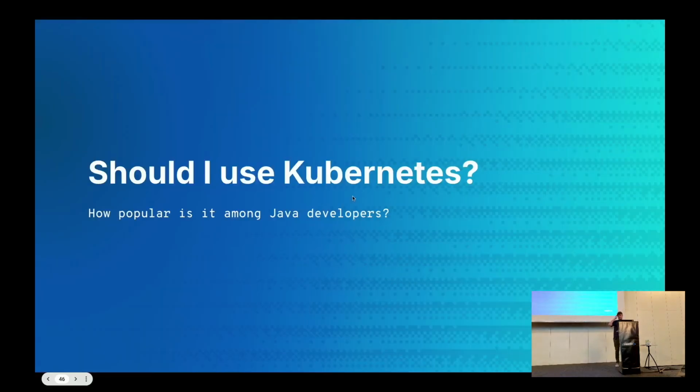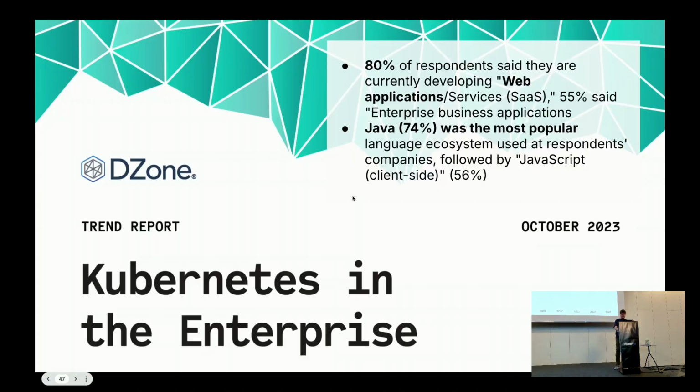So for the three-quarters of the audience who weren't using Kubernetes at the moment, should you? I found this study. It's a one-year-old study that I found interesting, because the audience in it was really similar to this room. So 80% of these were building web apps, and 74% of these were using Java for that. So that sounded like a relevant statistic.